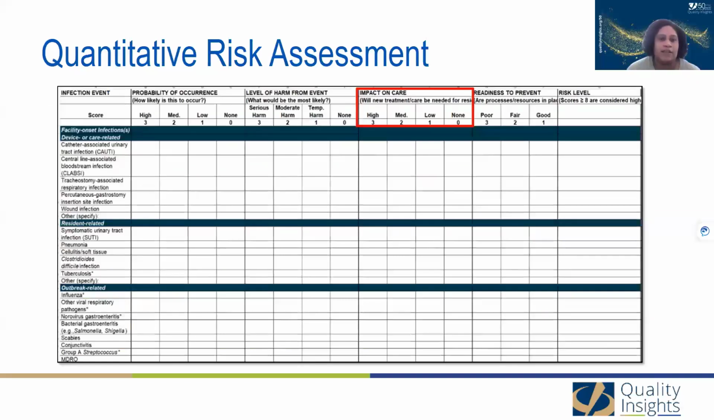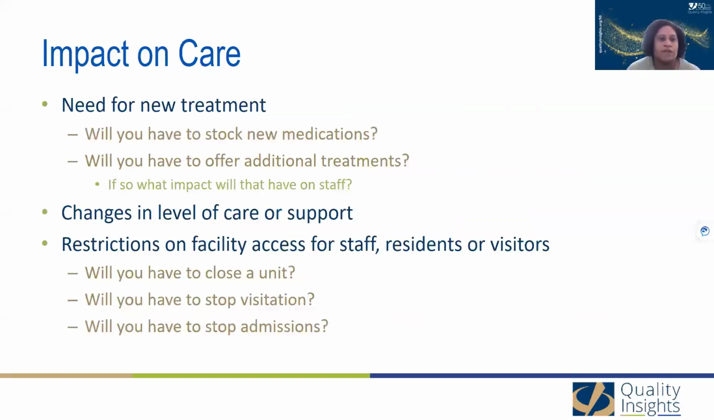The next column is the impact on care. And for this, we want to look at the need for new treatments. Do you have the medications in stock to care for residents who might develop a particular infection? Or will you have to offer any additional treatments? And if so, what impact will that have on staff? Do you have the staff to offer these additional treatments?